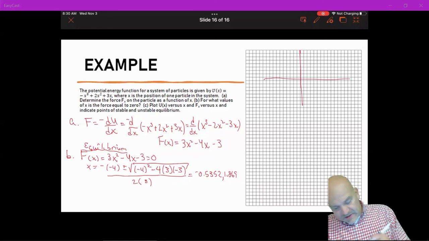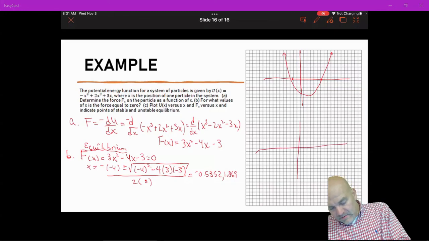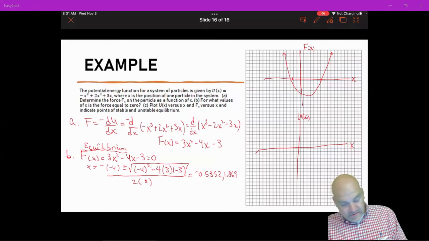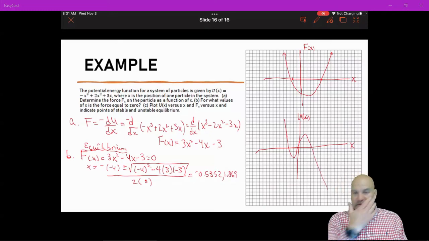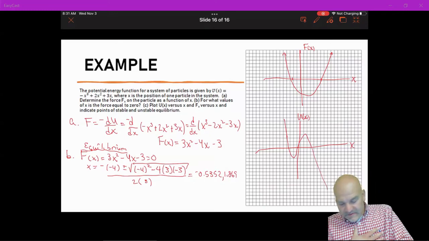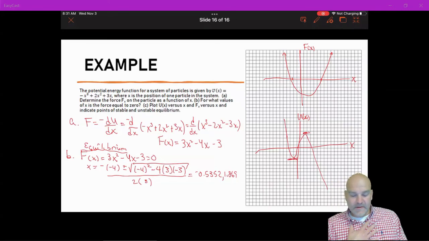Okay, now part C says to graph them, right? And we'll just do a little sketch. So if this is my one point, and that's my other point, my F(x) would look like this, right? And this is my U(x), and that's going to look something like this, and this is just a sketch. You can't do it exactly, right? But these would be my points of where I have equilibrium happening.